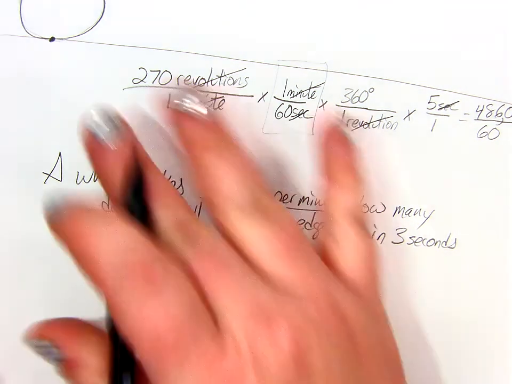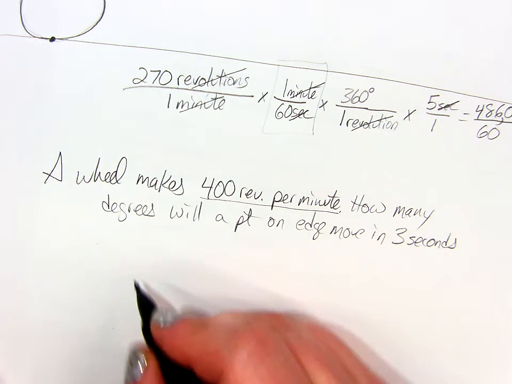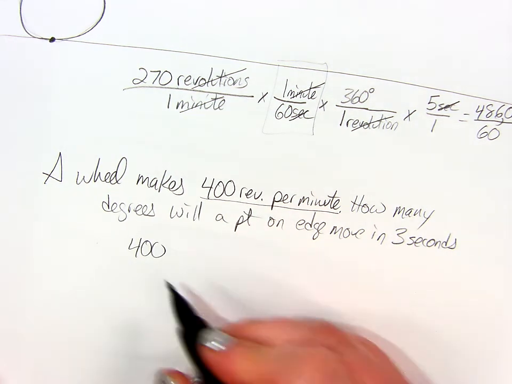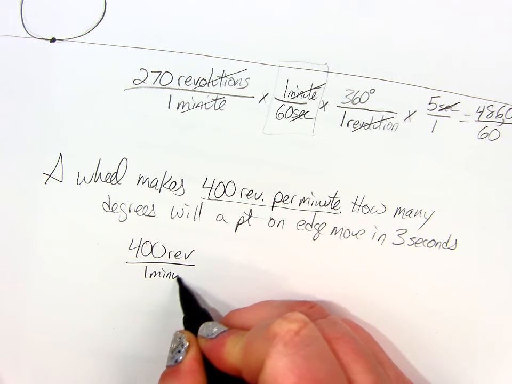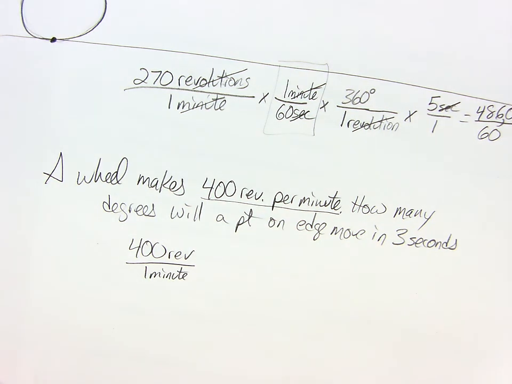Go ahead and try not to look at the example we just did. See if you can take 400 revolutions per 1 minute and change the pieces into what you need. You want degrees per second, and then you also want 3 seconds. Take a minute, try not to look.